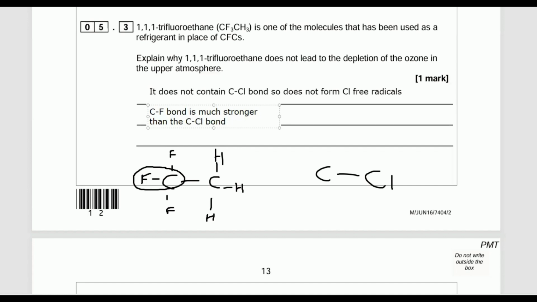So it is unlikely to break, and does not break in the upper atmosphere. Basically, the energy from the ultraviolet light is not going to break that CF bond, whereas the CCl bond is much easier to break as it has a lower mean bond enthalpy. So we could go down the bond enthalpy route, or you could just say it doesn't contain a carbon-chlorine bond. There we go. Either one's good.